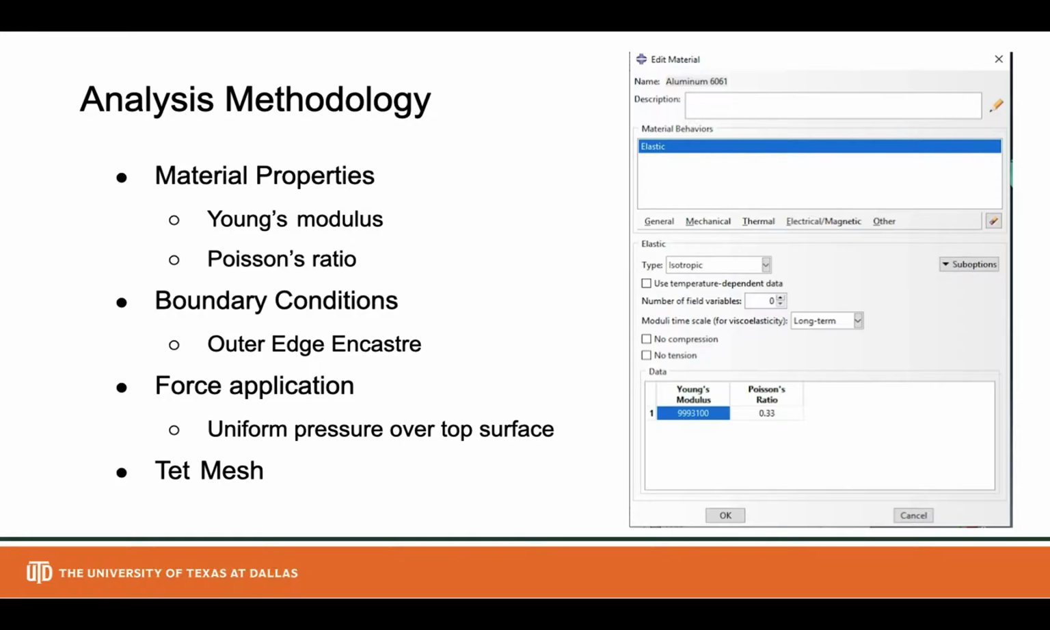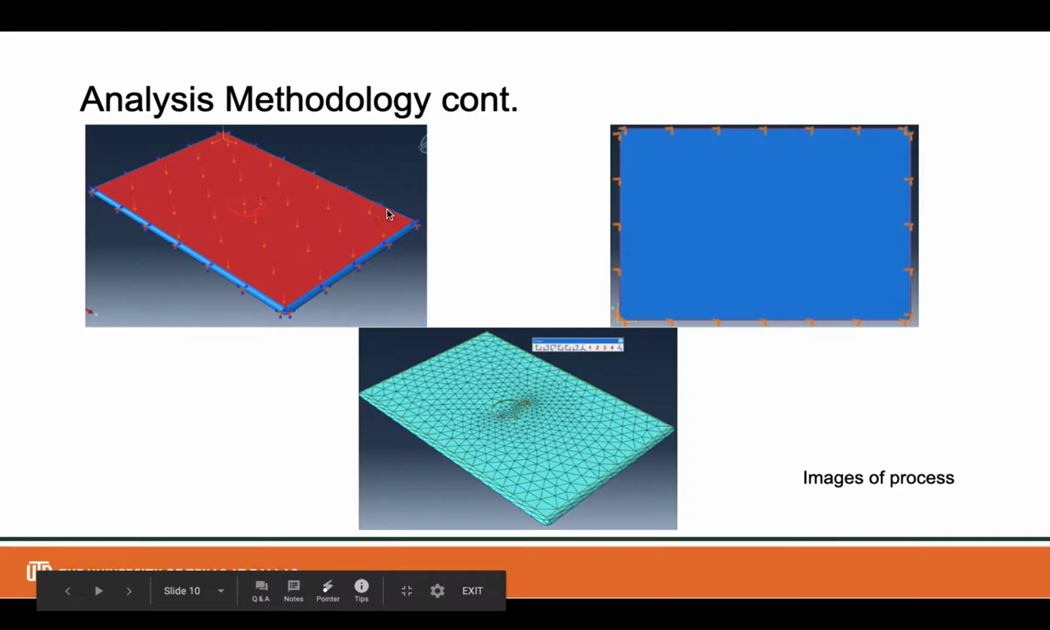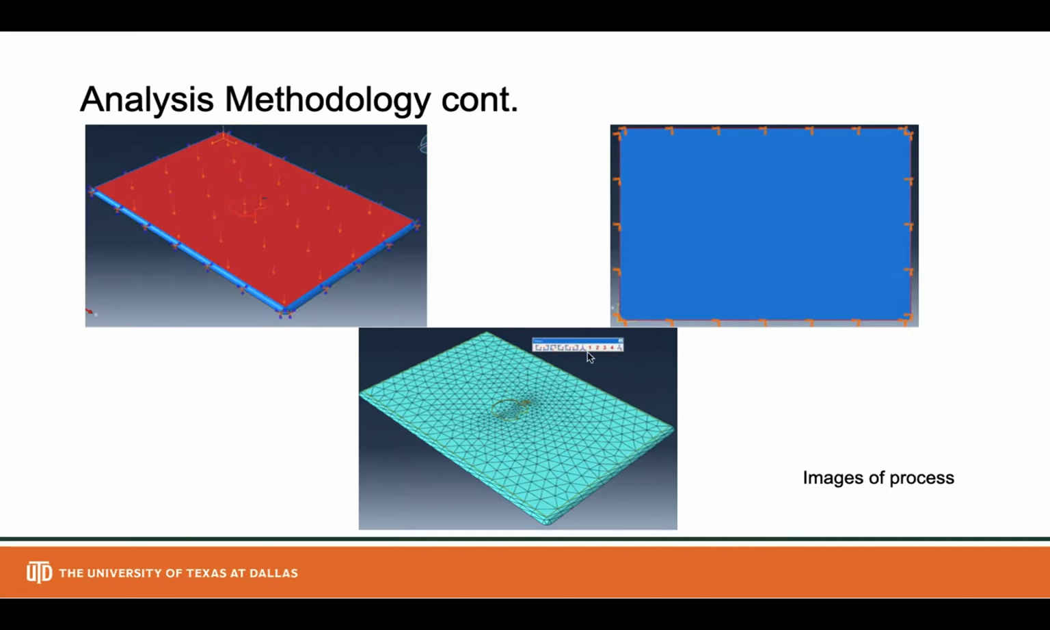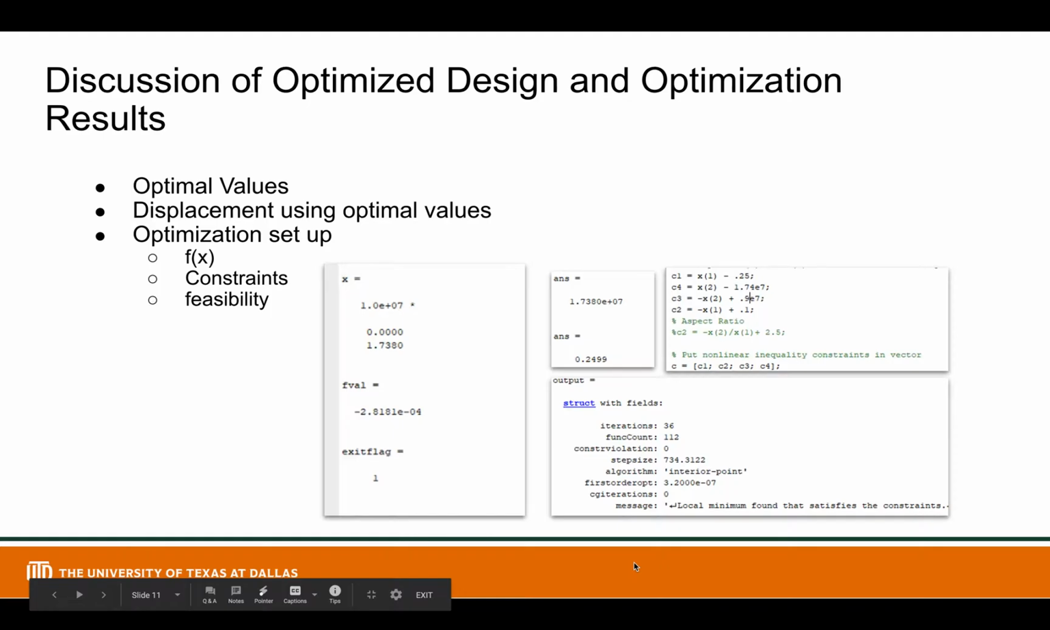A point load could be done, but we used a uniform pressure because we want to show that force analysis. When we did the TET mesh, we had to use the TET mesh because the other mesh methods did not work, and all these are shown on the next screen. So here on the top left, we see the uniform surface pressure. On the top right, we see the encastered edges, and at the bottom, we see the TET mesh we used to run the job.